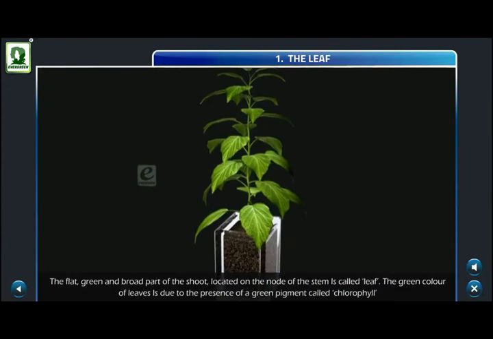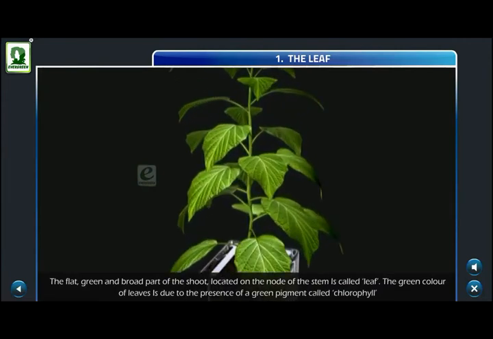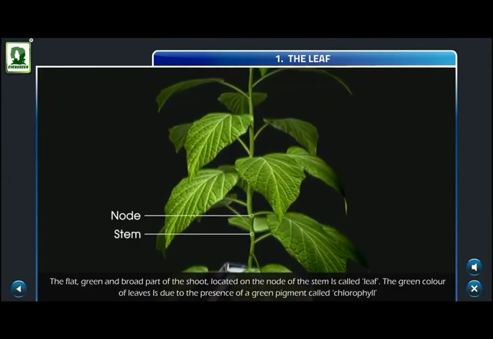The leaf. Introduction. The flat, green and broad part of the shoot located on the node of the stem is called leaf.